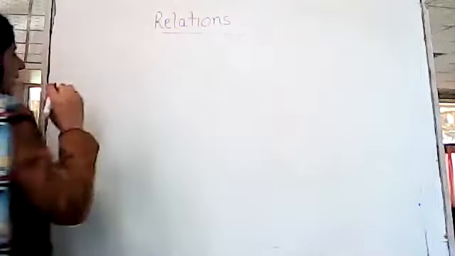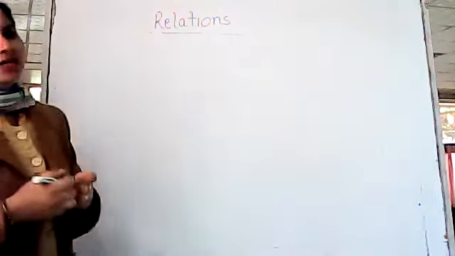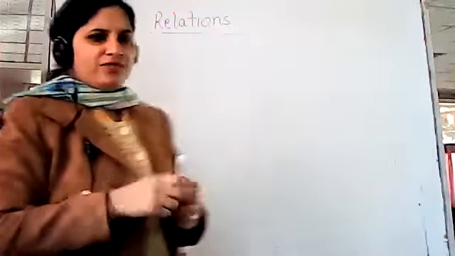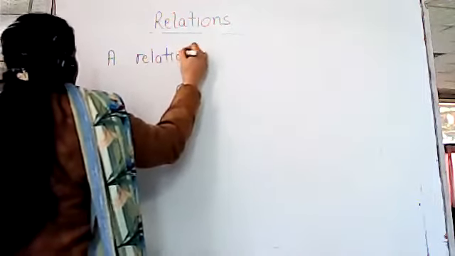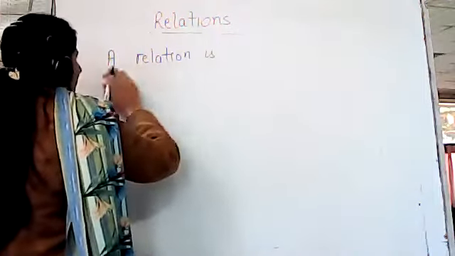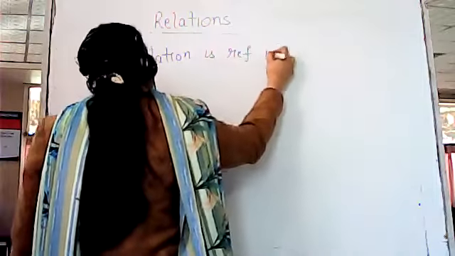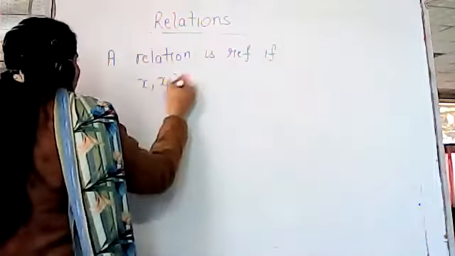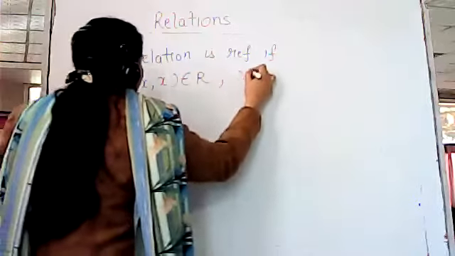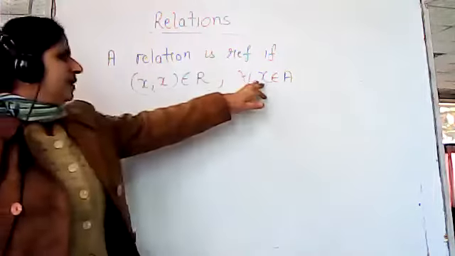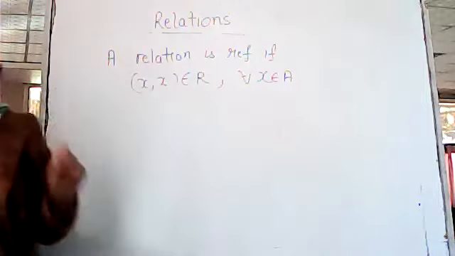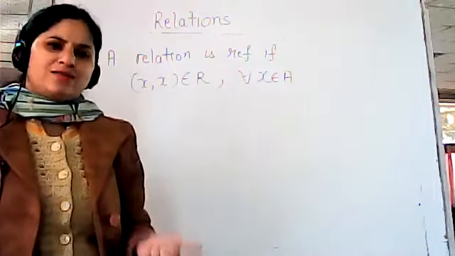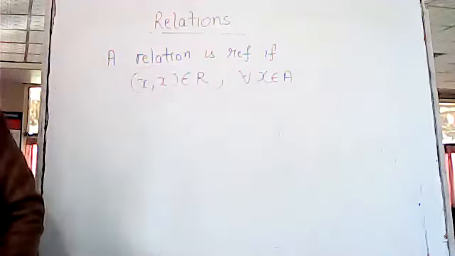So beta, from the last 2 or 3 examples, what have we concluded? This is the most important point to remember. A relation is reflexive if (x, x) belongs to R for every x belongs to A. It means for all the elements of set A, this condition must be satisfied. Only then the given relation will be a reflexive relation. So this is the definition of reflexive relation.